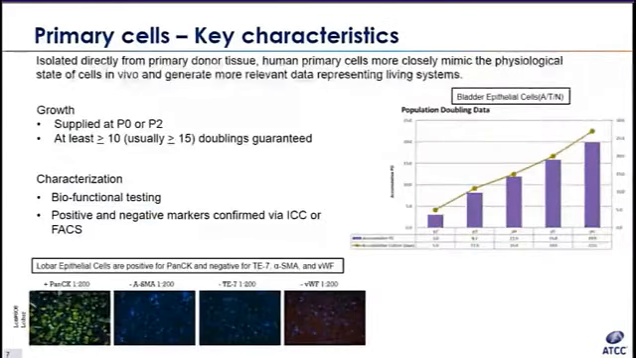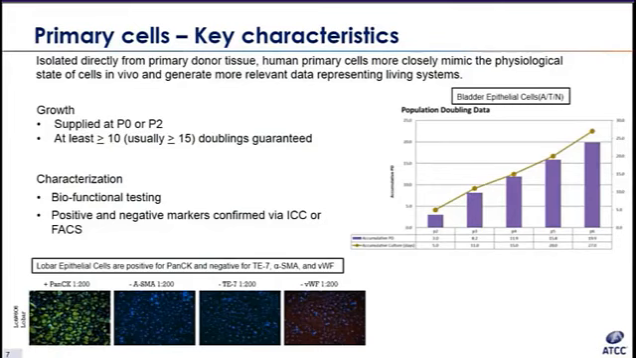Now that you're familiar with all the possible cell models, let's discuss more about the two most predictive models. First, we'll focus on primary cells. ATCC supplies a complete portfolio of primary cell types isolated from human solid tissue and blood.